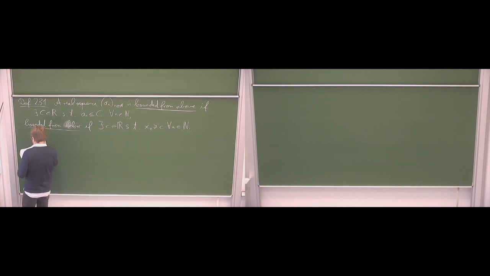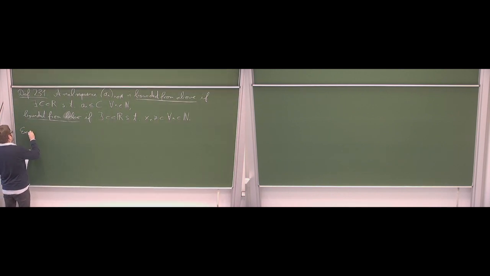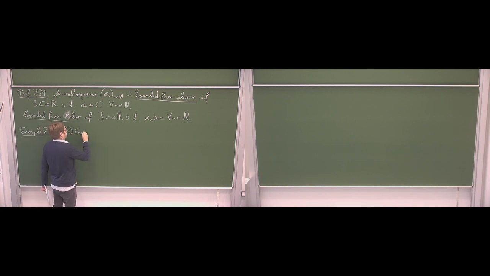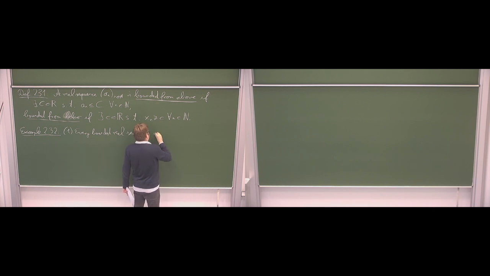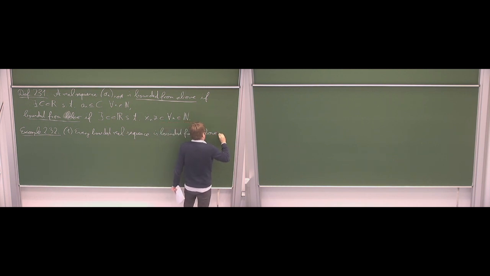Okay, first of all, an example for bounded from above, bounded from below, and so on. Or a very simple example. First of all, every bounded real sequence is both, because there we know that the absolute value is bounded, and this implies that we have two such bounds. Every bounded real sequence is bounded from above and from below.